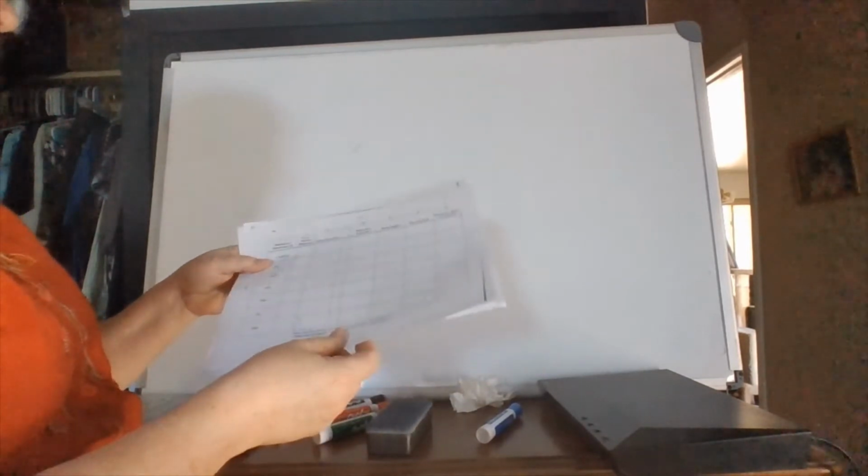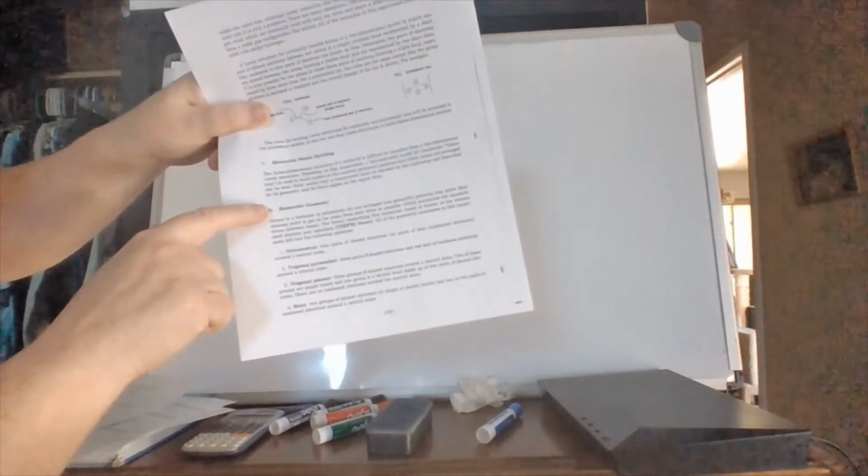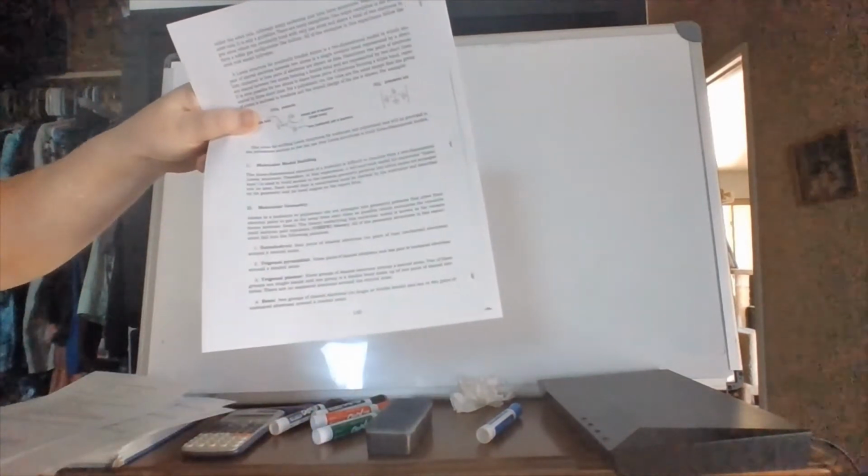Column D, molecular geometry, you find by reading the lab. And you want to go to part D that talks about molecular geometry. Your choices are going to be tetrahedral, trigonal pyramidal, trigonal planar, bent, or linear. And all those are described for you in part D, the molecular geometry, and it goes on to the next page. So if you can't find it, remember to look on the next page.